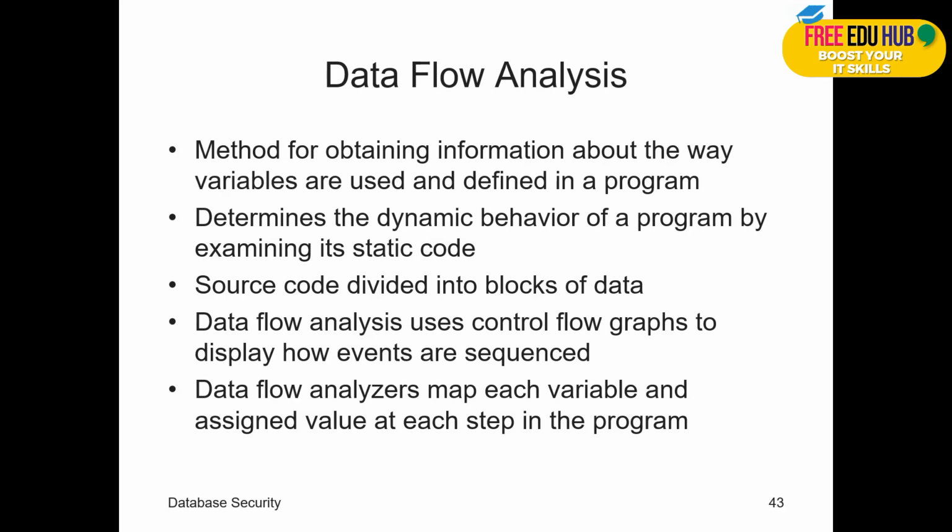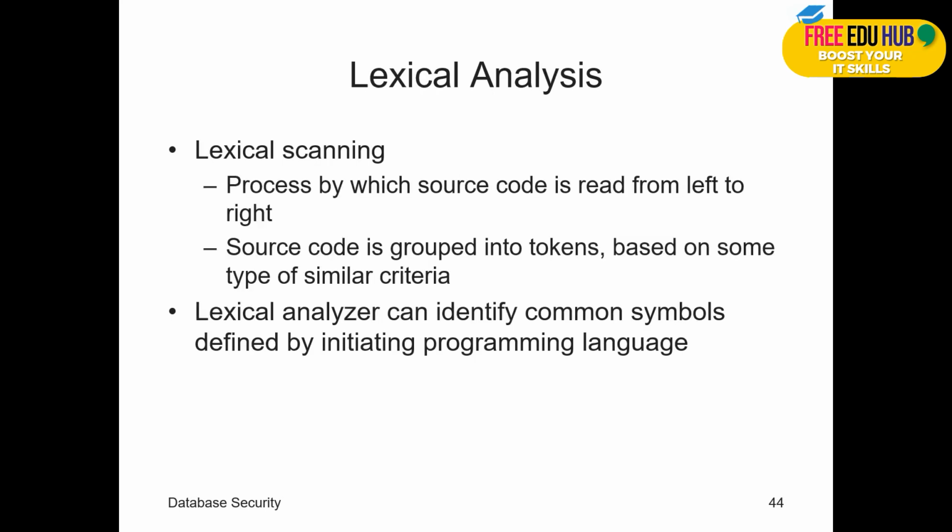Data flow analysis is the method for obtaining information about the way variables are used and defined in a program. So when it's data flow, it's about the variables which are used. It determines the dynamic behavior of the program by examining its static code. Data flow analysis uses a control flow graph which displays how the events are sequenced, and it analyzes and maps each variable and assigns a value to each step in the program, so you know it reached here, then it executed, and that's the information that you get on the screen.